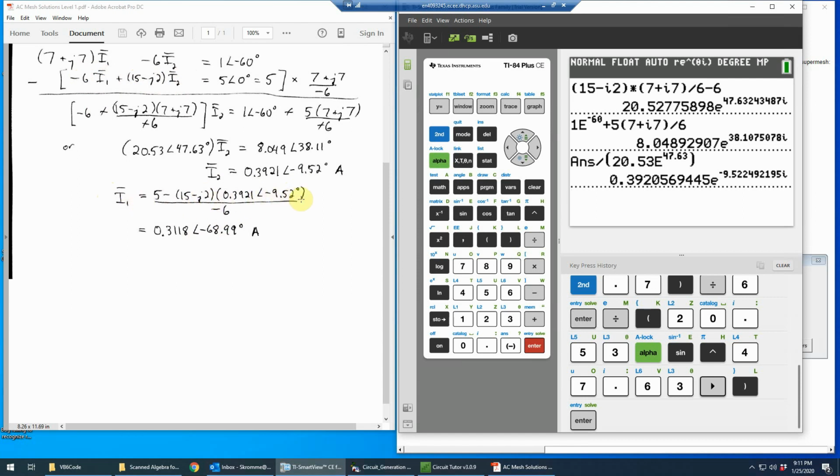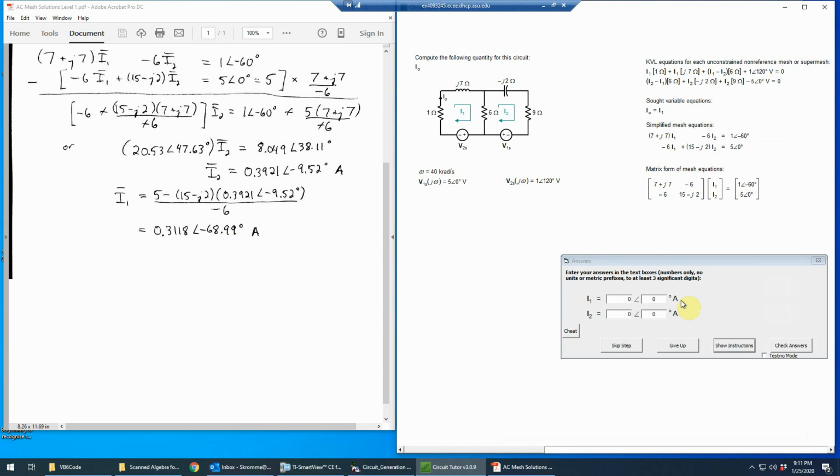And again, we enter this on the calculator. I think I've already illustrated how to do that, so I'll just show you that the answer came out to 0.3118, angle negative 68.99 degrees. So now we have the two values, and we'll go back to Circuit Tutor to enter those into the form.